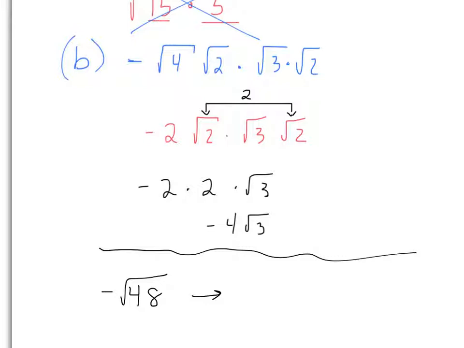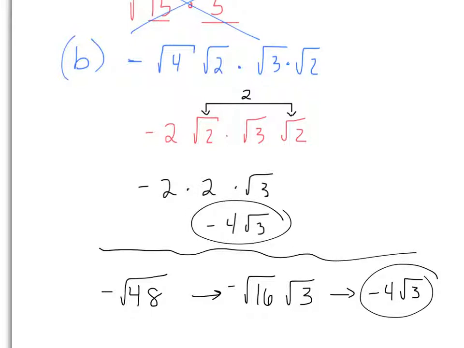12 and 4, okay, but then 12 can be broken further into 4 and 3, can it? 16 and 3. And this is negative still. So this becomes negative 4 root 3. Same answer, okay? Now, quick note, I would definitely jot this down because this is something I see a lot of.